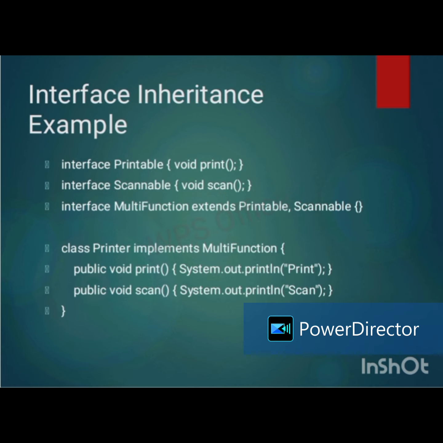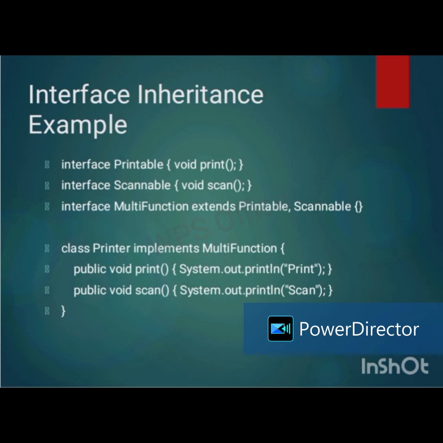Interface inheritance example. To better understand the concept of interface inheritance, let's walk through a real world example that combines multiple interfaces into a single interface and then shows how a class can implement it. In this example, we define two separate interfaces, Printable and Scannable. Each one represents a different behavior. Now we create another interface called MultiFunction that extends both Printable and Scannable. Interface MultiFunction extends Printable, Scannable.